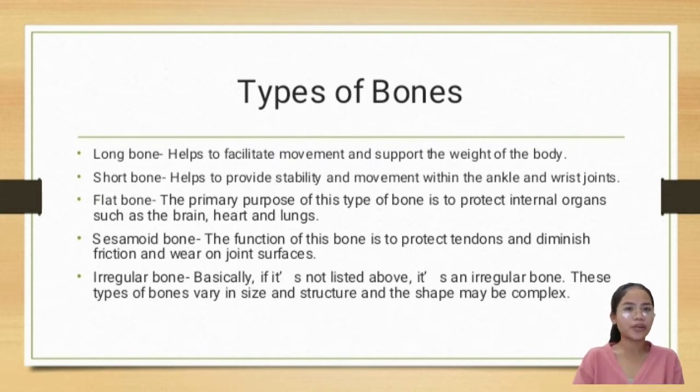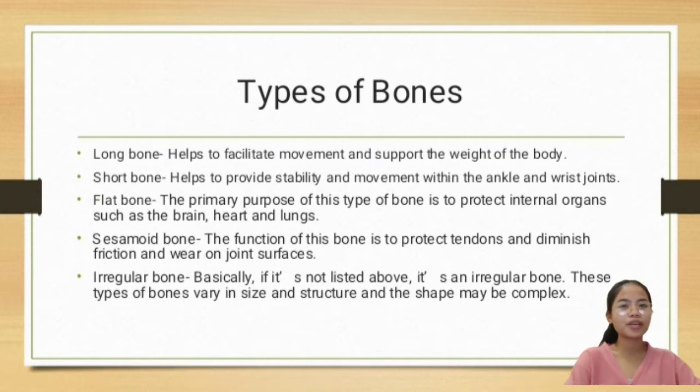Second is short bone. Short bone helps to provide stability and movement within the ankle and wrist joints. Short bones are roughly cube-shaped and are as long as they are wide. Examples of this bone include the carpals and metacarpals in the wrist and ankles.